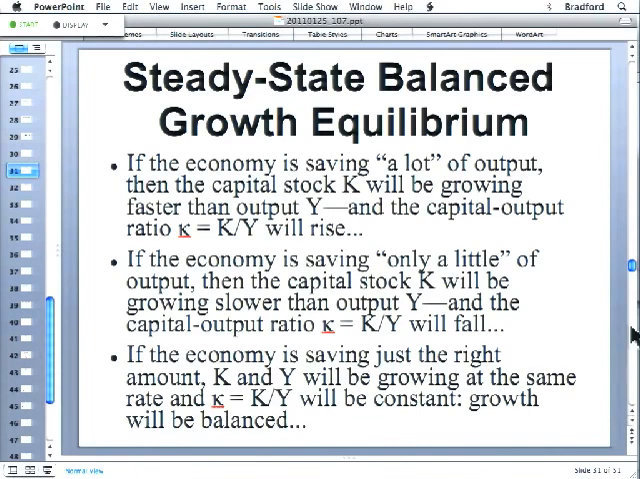But for the most part, we're going to assume that whatever process has pushed the economy toward its equilibrium configuration has come to an end. And we just have to worry about situations in which the capital output ratio is constant, in which the economy's capital stock and its level of output are growing at the same rate.